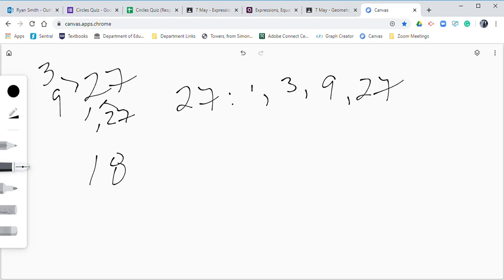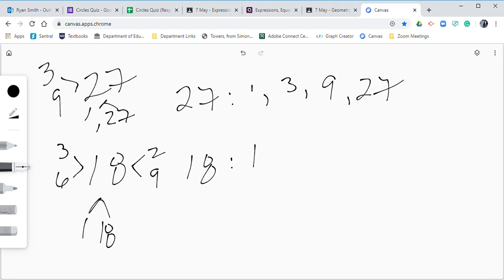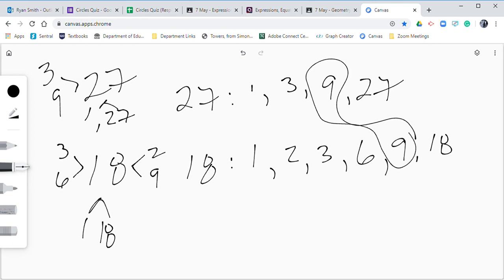Okay, now let's do 18. The factors of 18 are 1 and 18, 2 and 9, and 3 and 6. So 1, 2, 3, 6, 9, 18. So the highest common factor for 18 and 27 is 9. There's our highest common factor. And sometimes with time you get good at it, you can just do it without even listing all of them. A lot of these I can look at, and from practice I can just tell you what the highest common factor is.